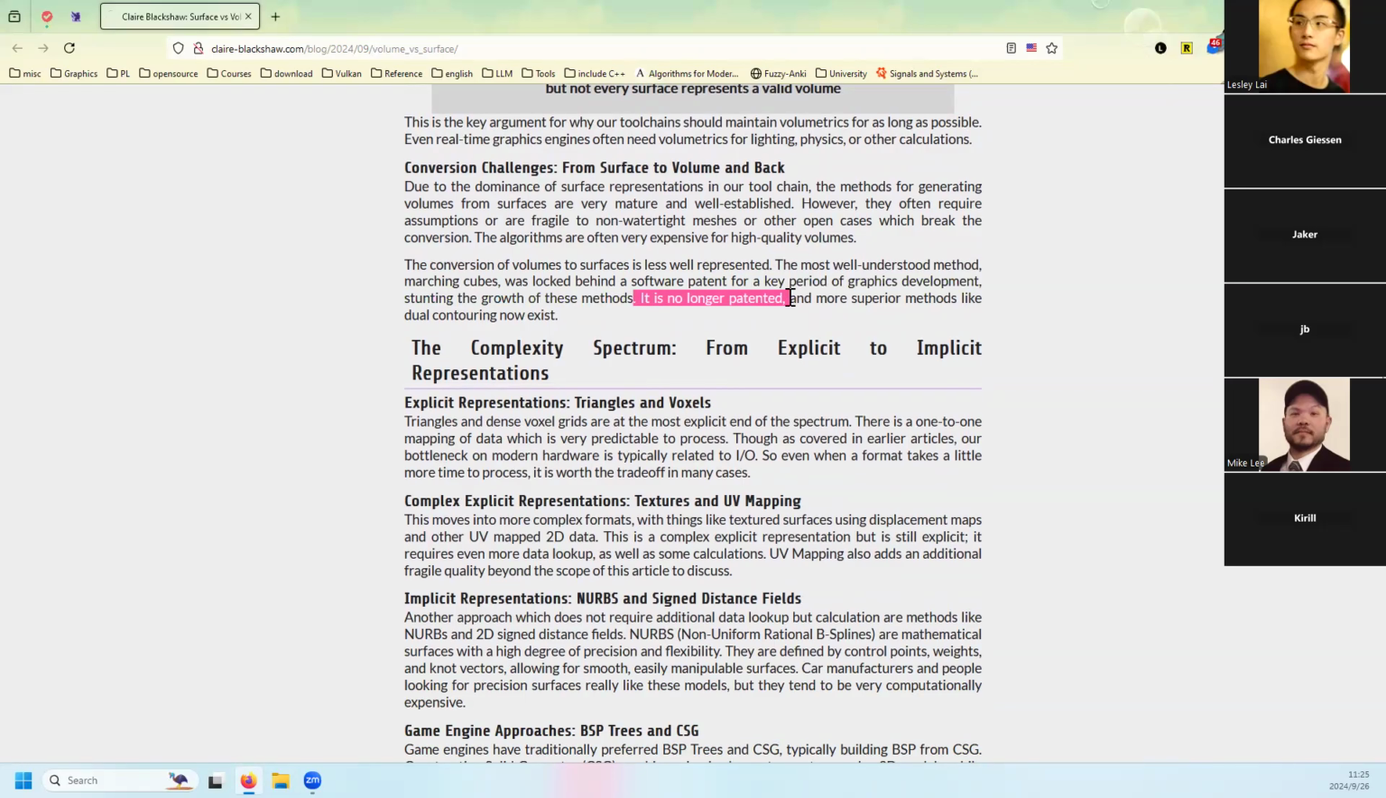And yeah, it's no longer patented. Good, and also there are more superior methods like dual contouring, but also harder to understand. I don't know.